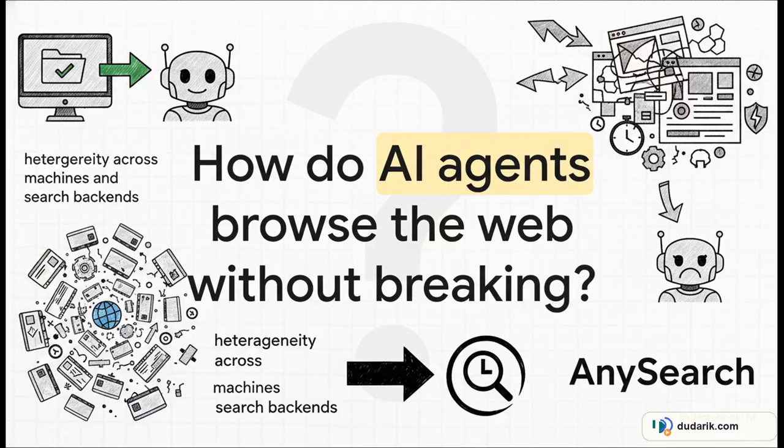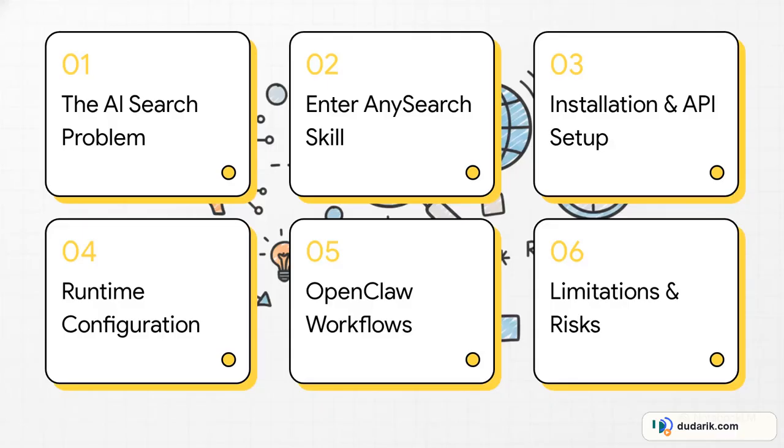Reaching the live web introduces so much chaos across different machines and search backends that honestly, agents often just hit a brick wall and break down when fetching live data. So to fix this, we are going to explore the AnySearch skill today. We'll quickly map out the core AI search problem, dive into what this tool actually is, walk through the installation and runtime setup, look at some practical OpenClaw workflows, and wrap up with the crucial limitations you need to know.